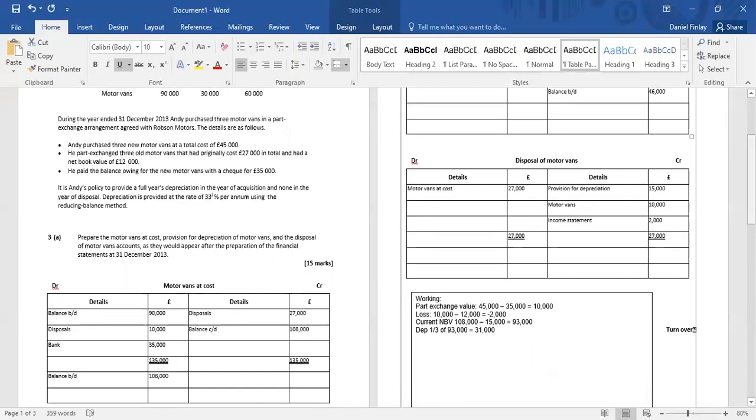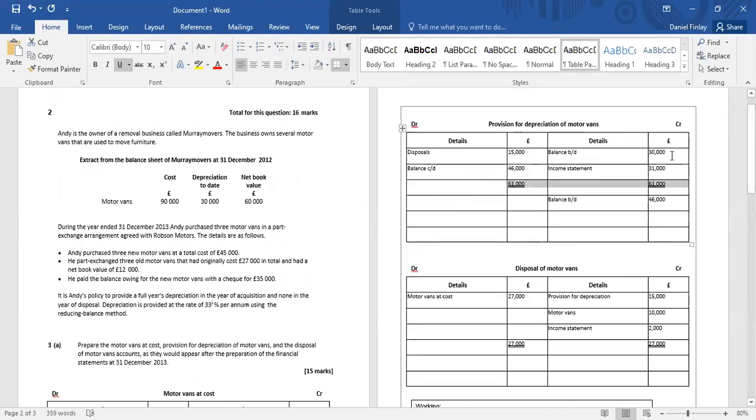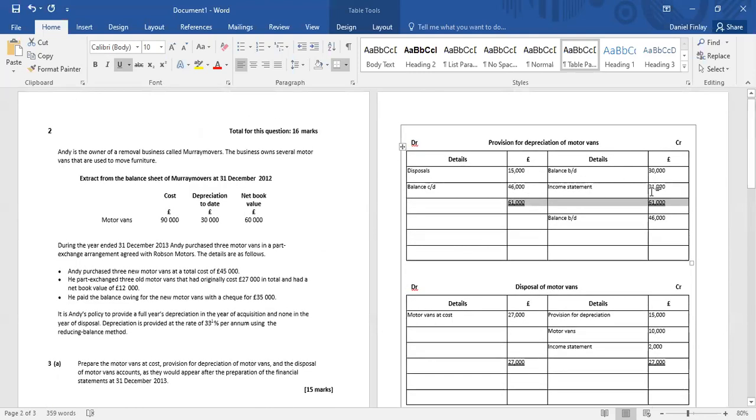So again, just run through that last bit. We had to work out the current net book value. So I needed what my cost was now. So it was my 90,000 that I started with, plus my 45,000 that I've gained in motor vans, take away the 27,000 that's displayed. So that's where the 108 comes from. Then I needed what the depreciation was so far. So it was my current 30,000, but take away the 15,000 from the depreciation from the van that's left. So that left me 15,000. So taking away, that gets me a net book value of 93,000. Work out a third of that, which is 31,000. So that's how much depreciation there is this year.